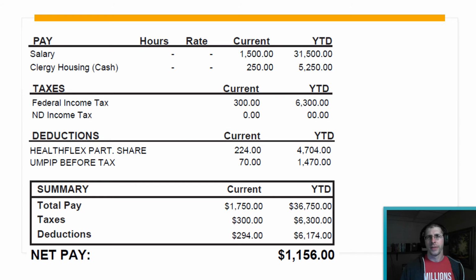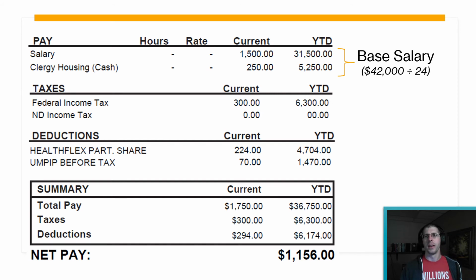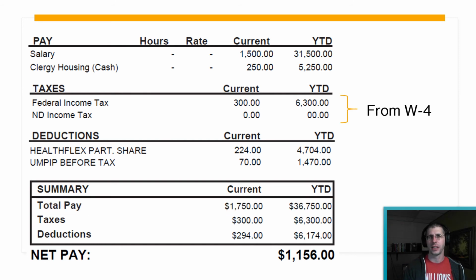So let's go ahead and dive into the details. Remember, our base salary was $42,000. So you divide $42,000 by 24 and you get $1,750, and you really don't see that in the pay section. You've got to look at both those items combined, because that top part is the taxable part and the bottom part is the part that's not subject to federal income tax. So you take both those combined, and then you can see down below $1,750 is the total pay right there.